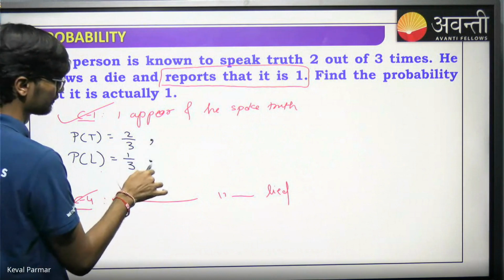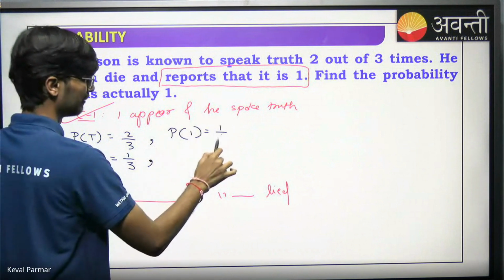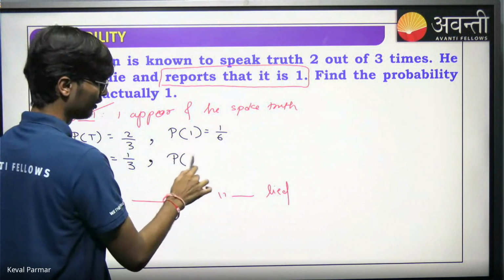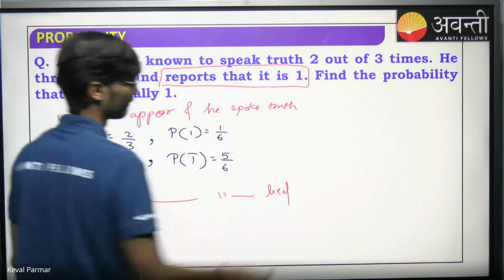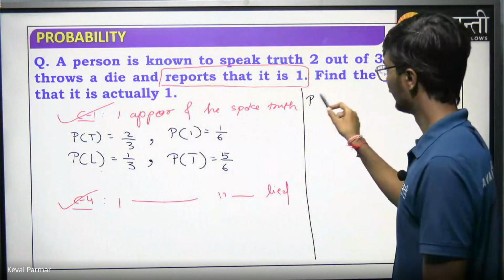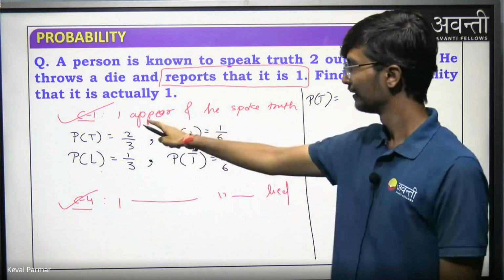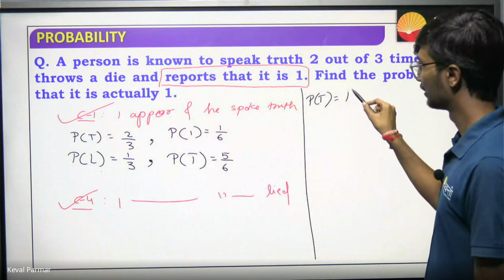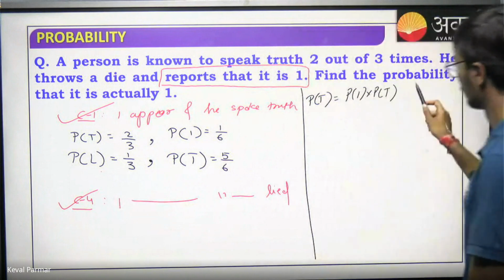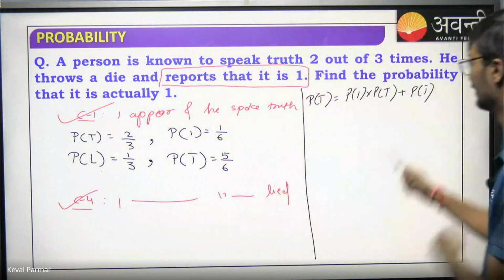What we have next? The probability that 1 will appear is 1 by 6. Obviously, guys, if a die is thrown, how many times can 1 appear? So the probability that 1 did not appear, 1 bar, will be 5 by 6. Let us find the total probability first. So total probability PT will be: 1 appeared and he spoke the truth, or 1 did not appear and he lied.